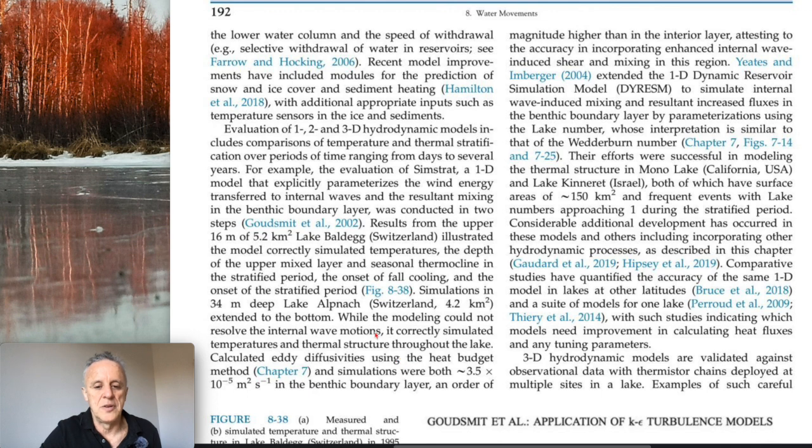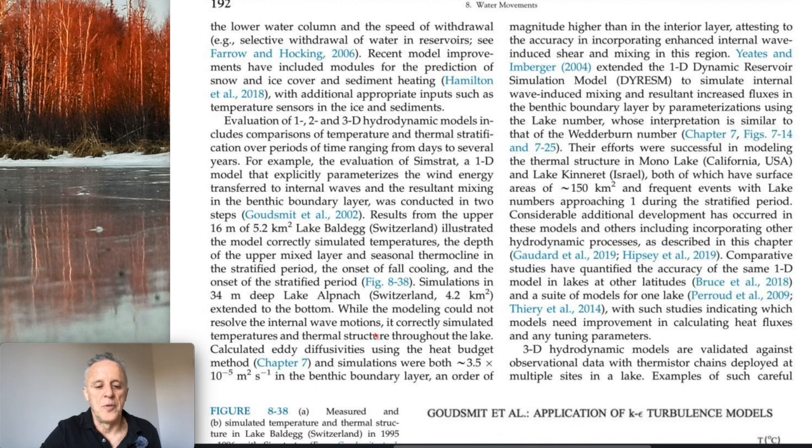For example, the evaluation of SimStrat, a 1D model that explicitly parameterizes the wind energy transferred to internal waves and the resultant mixing in the benthic boundary layer, was conducted in 2 steps. Results from the upper 60 meters of the 5.2 square kilometer Lake Baldegg illustrated that the model correctly simulated temperatures, the depth of the upper mixed layer, and the seasonal thermocline in the stratified period.